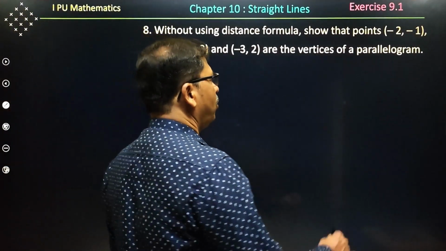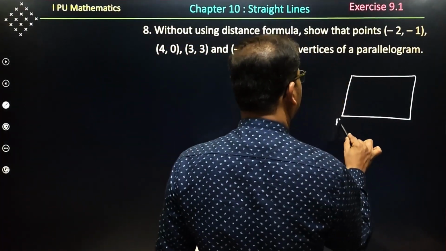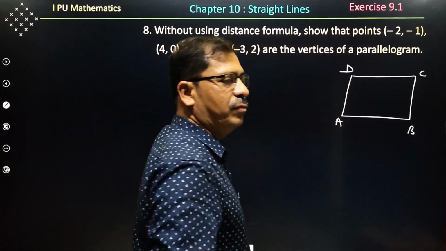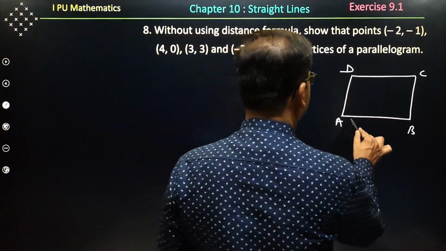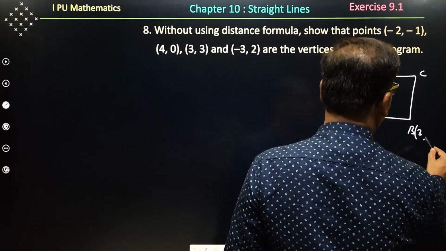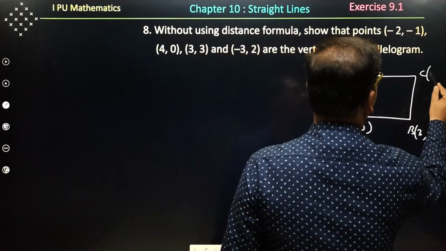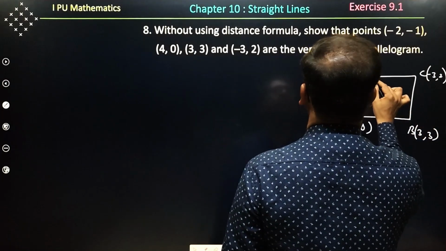See, you know already parallelogram. Let me name this in this manner. Take this as A, B, C and then this is D. The vertices are 4, 0. Next B you take it as 3, 3. C minus 3, 2. D is minus, sorry.